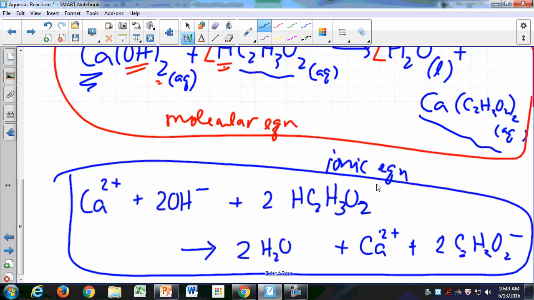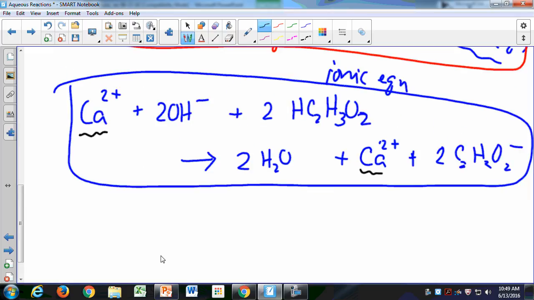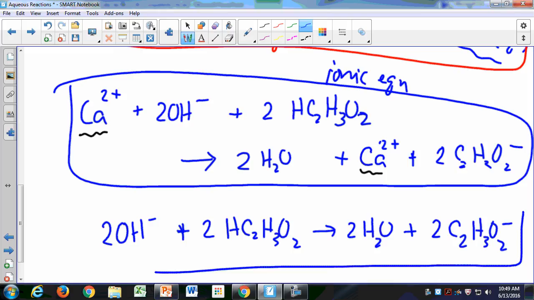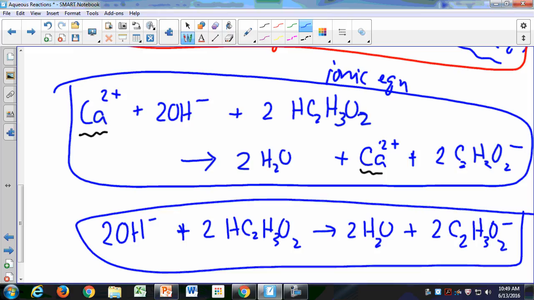And you'll notice your only spectator ion here is the calcium, so that's the only thing you need to get rid of to get the net ionic equation. So your net ionic equation will be 2 hydroxides plus 2 HC2H3O2 yields 2 waters plus 2 acetates, 2C2H3O2 minus. This would be what you would call your net ionic equation.